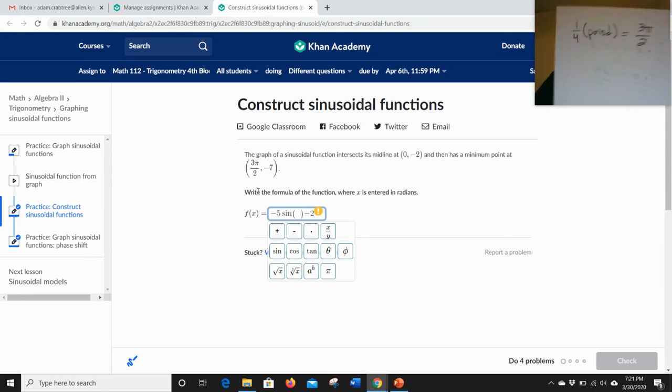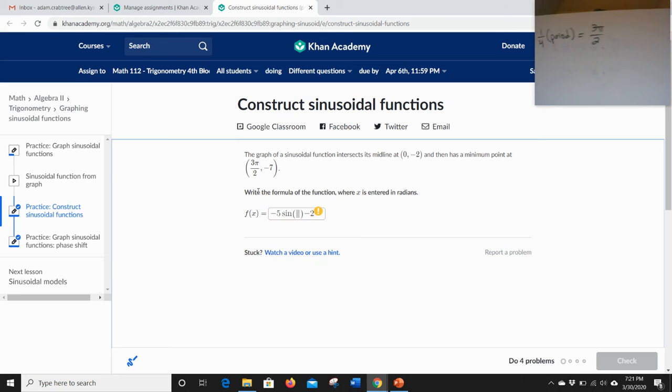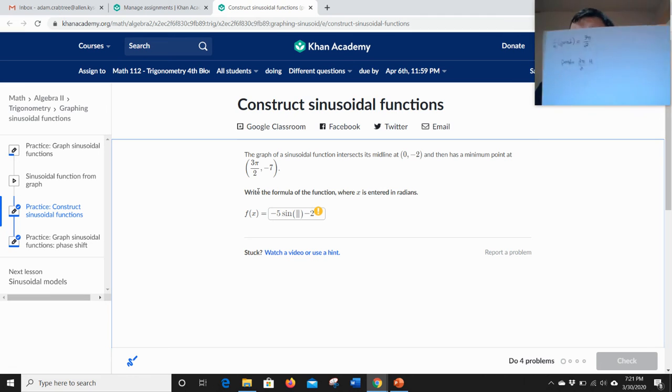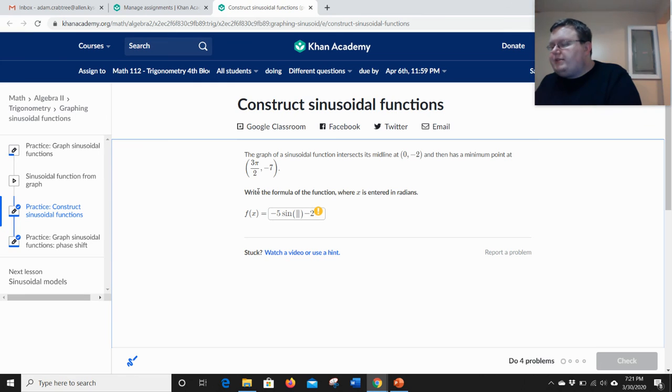So if I solve that for the period, I would multiply both sides by 4. And I would get the period is equal to 3π/2 times 4. Okay, let me write this on a different piece of paper real quick so you're not seeing the other side of my paper. Let me recopy this real quick for us.